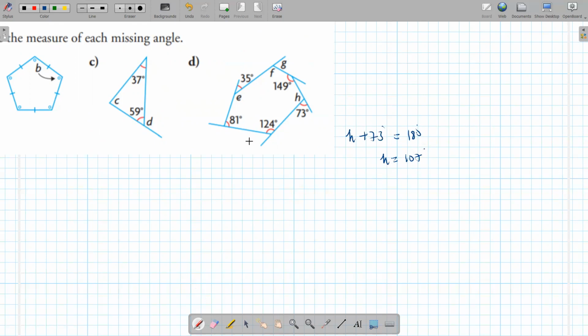Which one should we attack next? Which variable? We have 3 more missing. E. Yes, exactly. So E plus 35, what does that add up to? 180. Yes. And just subtract 35 from both sides. We'll also get E, yeah? Which is 145. Now, the next one to attack would be F. Any ideas on how to find F?